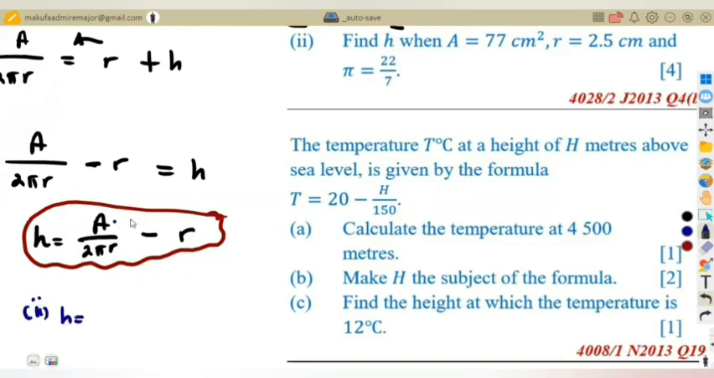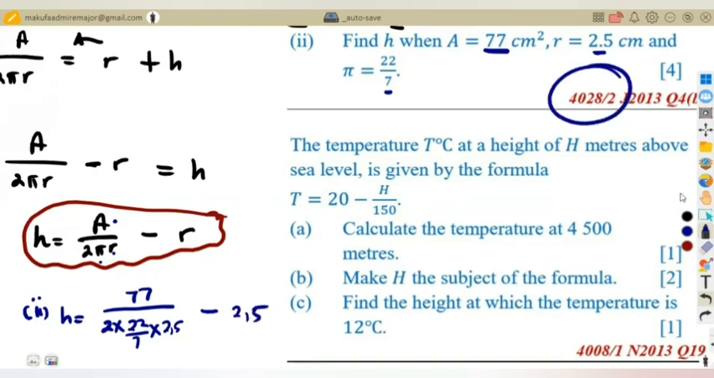H is equal to, a already is the subject, 77 over 2 times pi. Our pi is 22 over 7. So it's 22 over 7 times r, in this case our r, which is 2,5. So that is what you're going to have, minus r, which is 2,5.